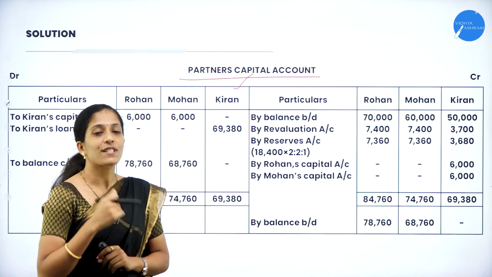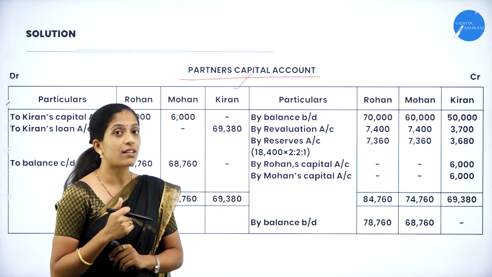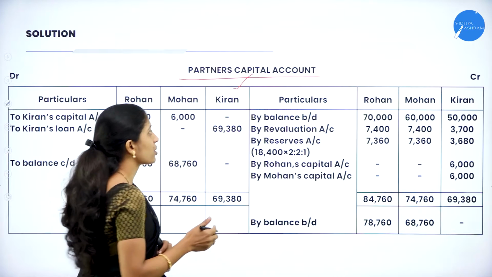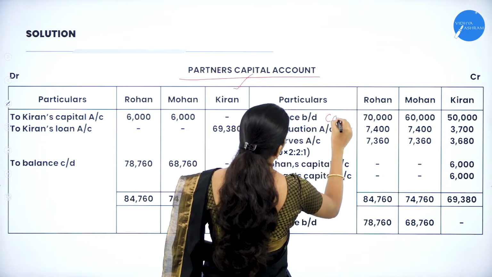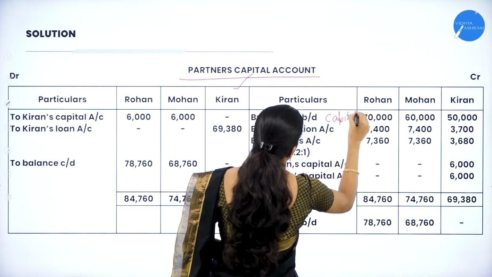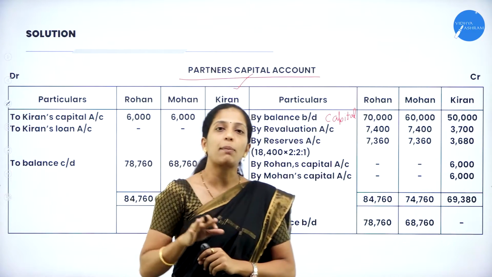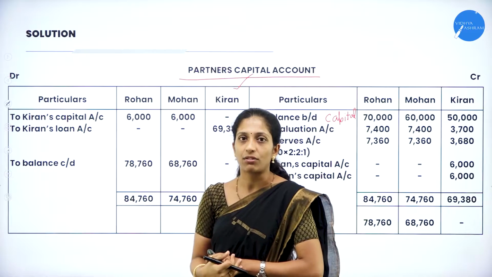So how to record? Which is the first entry? So your first entry is for recording the capital of all the partners. So how to record the capital? Here we will record it as by balance brought down, that is, the capital of all the partners including the retiring partner also.